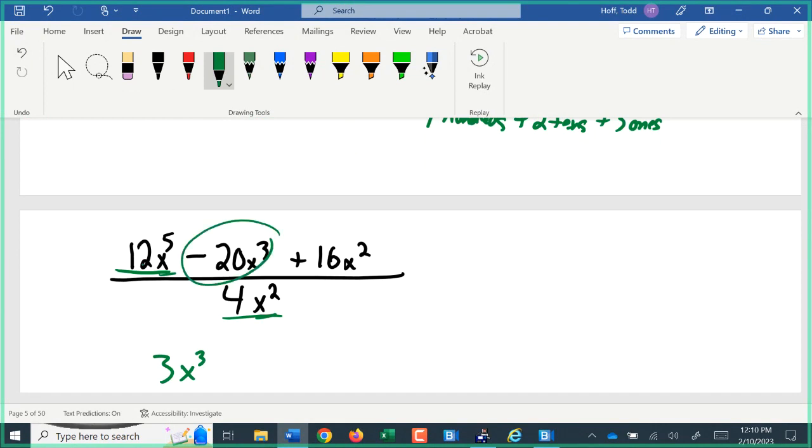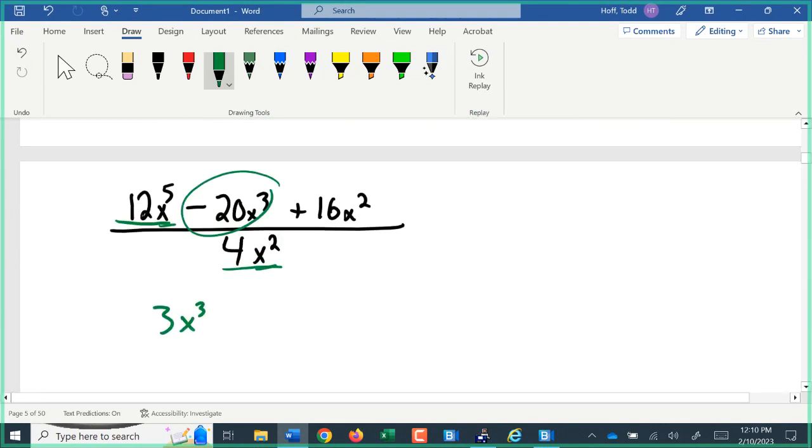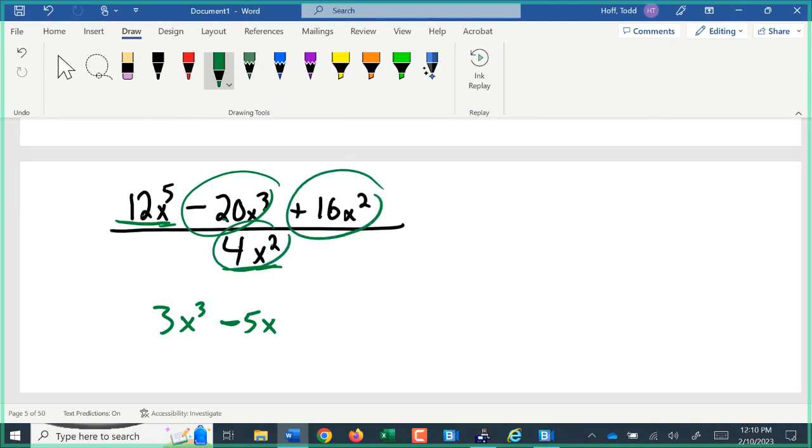Next term, negative 20x to the 3rd divided by 4x squared. Negative 20 divided by 4 is negative 5. X to the 3rd divided by x squared. 3 minus 2 is 1, so it's x to the 1, or just x. 16x squared divided by 4x squared. 16 divided by 4 is positive 4. X squared divided by x squared cancels out.